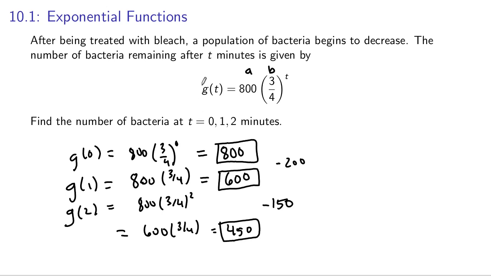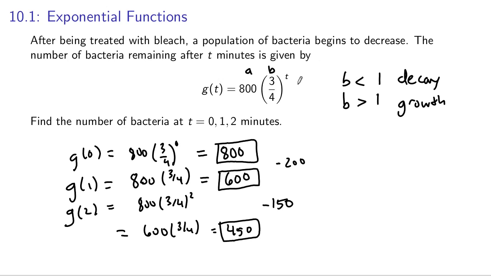So we call this decay because b is less than 1. The quantity is decreasing. We're multiplying by a number smaller than 1. If b is bigger than 1, we call it growth. Okay. And of course, if b equals 1 exactly, then it's a constant.